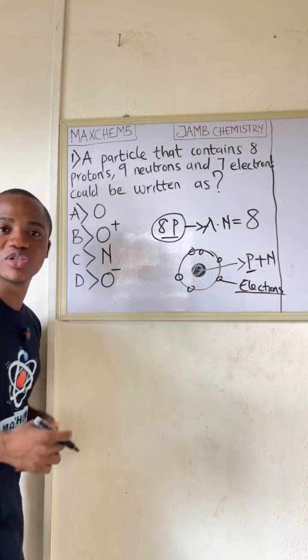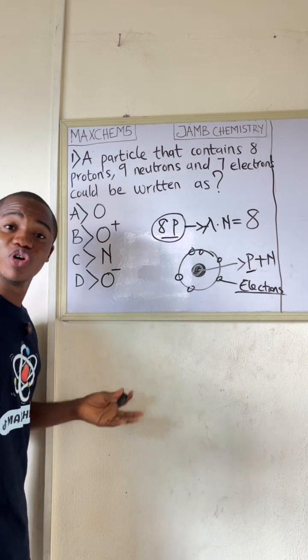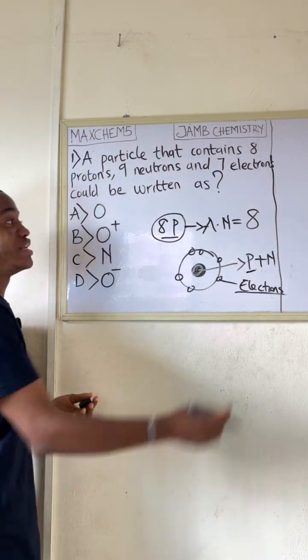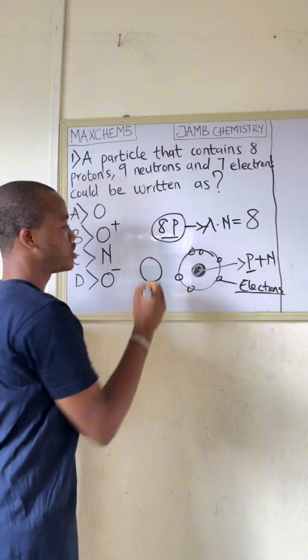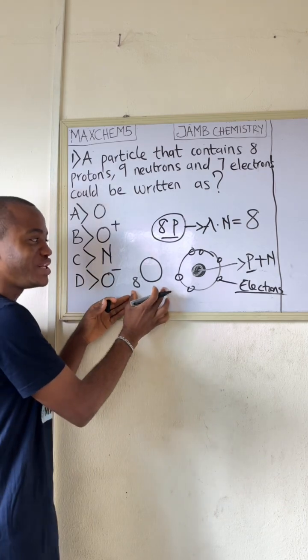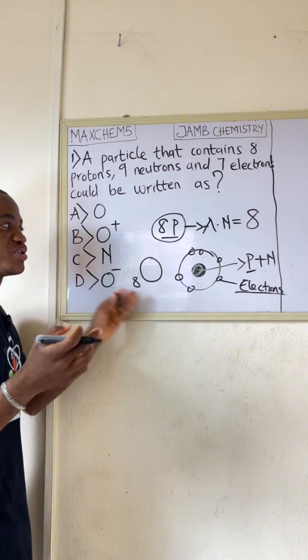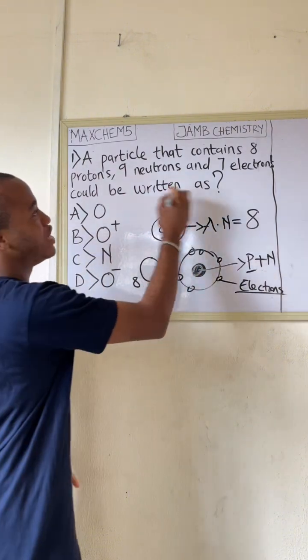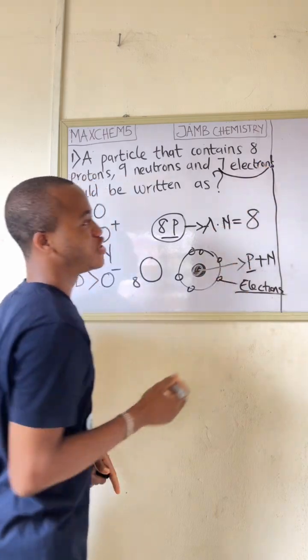So now what you need to ask yourself is: which element has an atomic number of 8? If you know your elements, if you count, you know that the element that has an atomic number of 8 is oxygen. Oxygen has an atomic number of 8. Now, does that mean that the answer is supposed to be oxygen? No, and it can also be oxygen. Why? Let us see. They told us that this particular particle has 7 electrons.